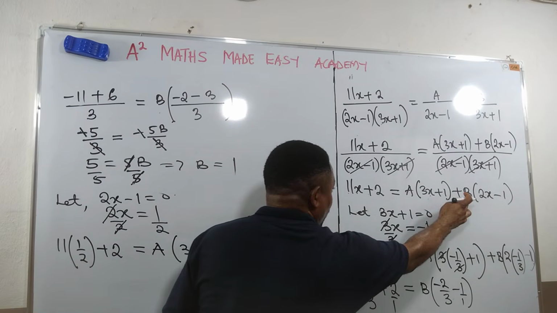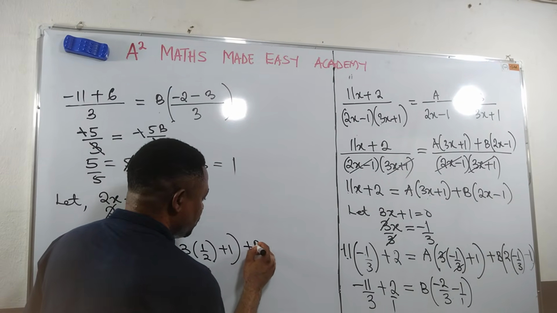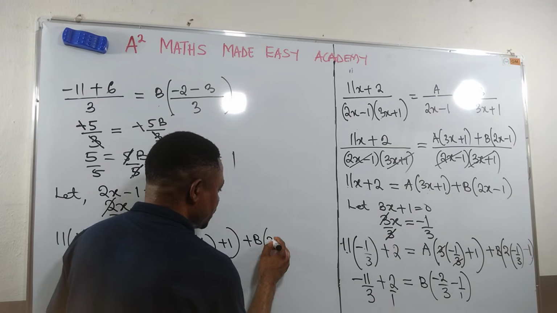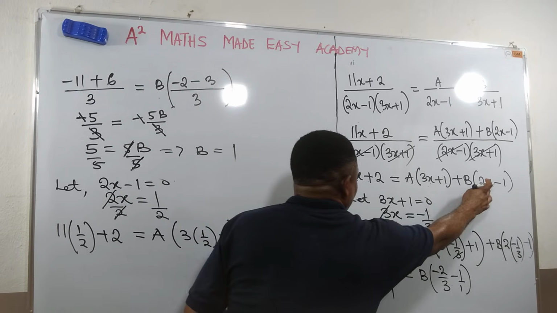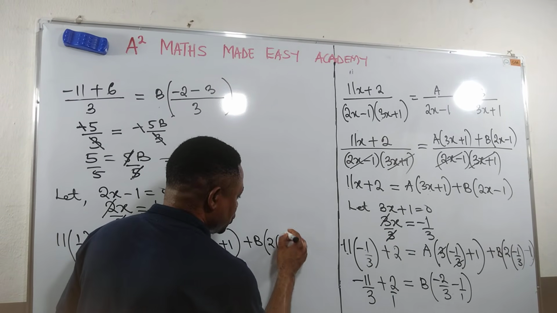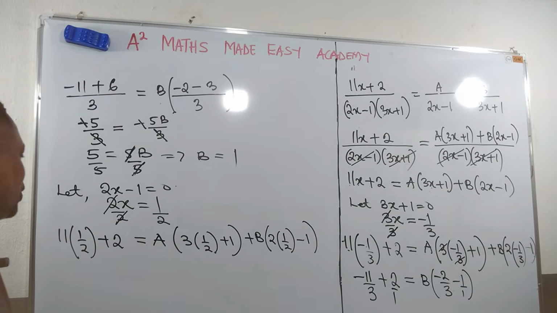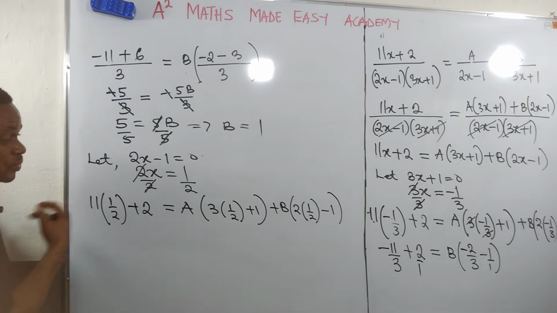We now move to B. This is now plus B. Open the bracket. Then I will have with me 2, bracket. I have seen x. What is x again? 1 over 2. Close the bracket. Minus 1. Then close again. Now with this, at least we're able to round off in order to get the value of A.